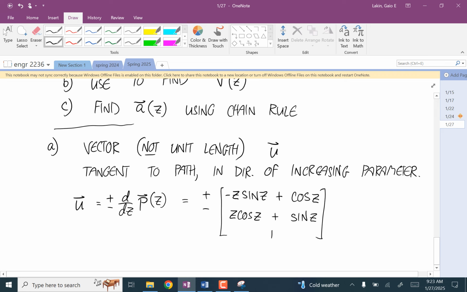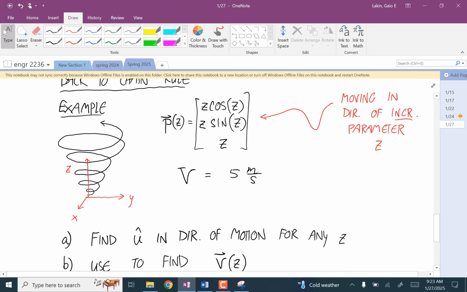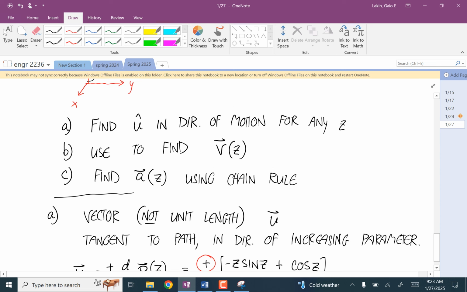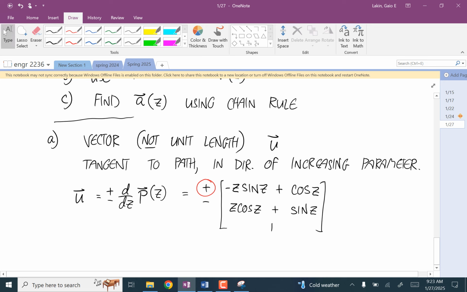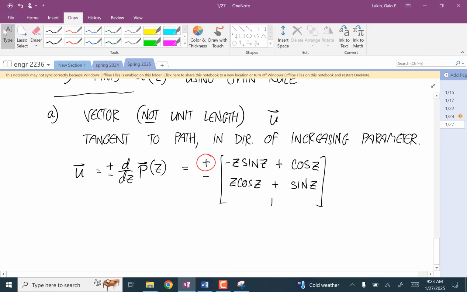And now we have to think about the plus or minus. The way I have this problem drawn, is this object moving in the direction of z increasing or decreasing? Increasing, so we want this. If I had drawn that picture moving down where z was decreasing, I would have to multiply everything by -1. It would be the opposite of what I have here. Okay, are you with me on that? I know this is a little confusing.